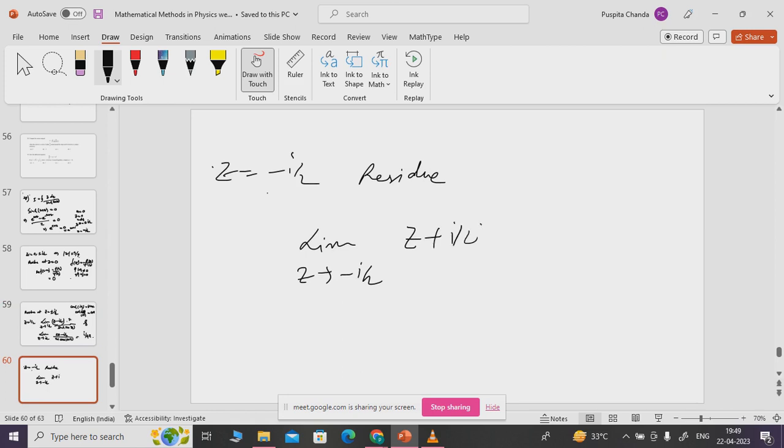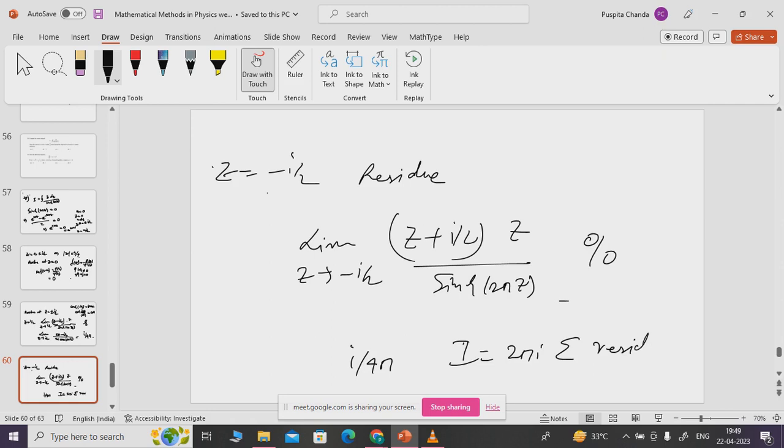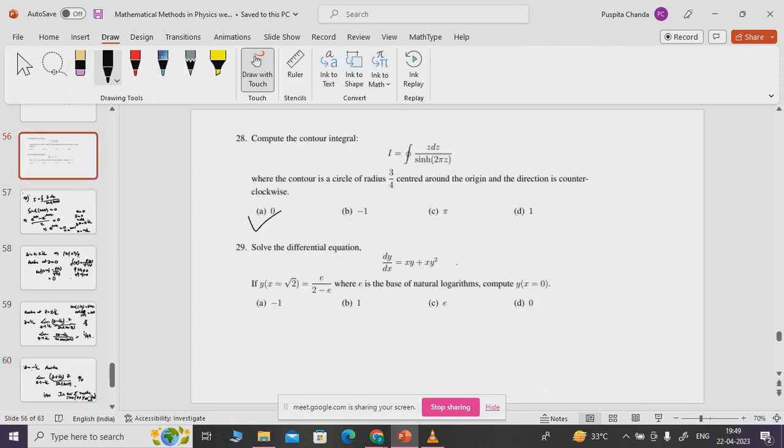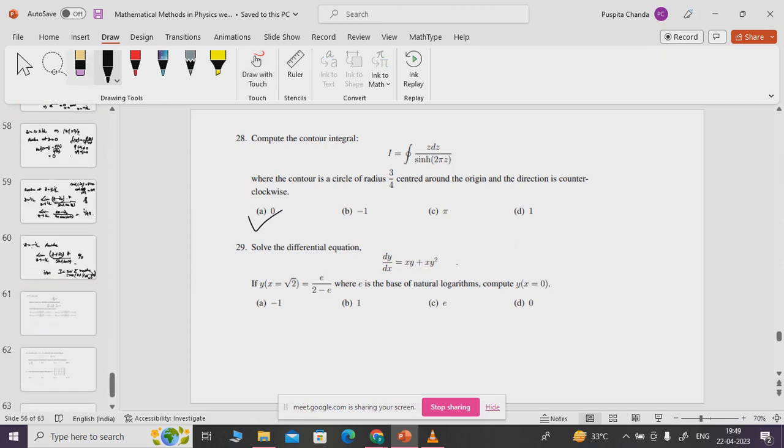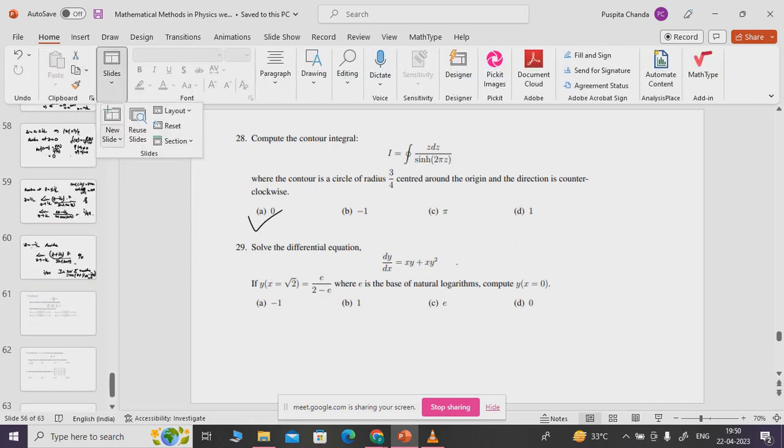Again we need to put z is equal to minus i by 2, z plus i by 2 into z by sinh 2 pi z. It will be 0 by 0 form, so L'Hospital's rule and sum of residues. So 2 pi i into 0 plus i by 4 pi minus i by 4 pi. So it is 0. So the answer for this is 0.